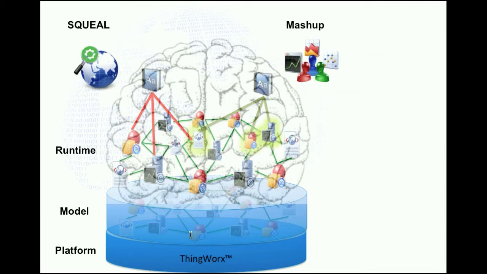The two tools we provide for that, one is SQUEAL, Search Query and Analysis Language, which allows you to, in a Google-like fashion, mine this connected set of information in ThingWorx. And when you find an opportunity, Mashup Builder allows you to quickly build new visualizations, new analytic scenarios to let you fully understand what's going on and to capture that opportunity.